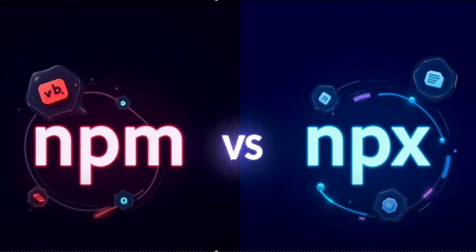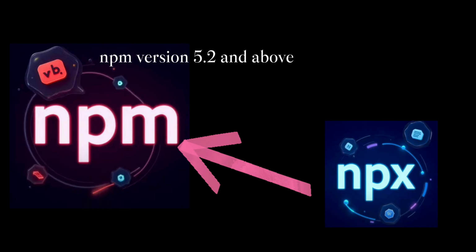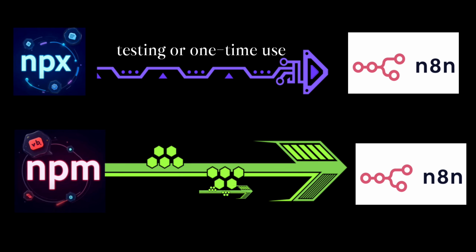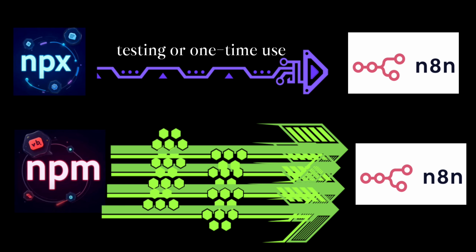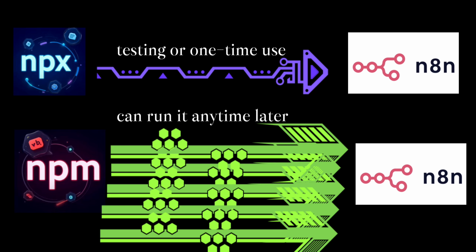Here's the difference between NPM and NPX. NPX comes with NPM version 5.2 and above. NPX runs n8n instantly without installing it globally, perfect for testing or one-time use. NPM installs n8n globally, so you can run it anytime later. Once we understand these, we can start installing.